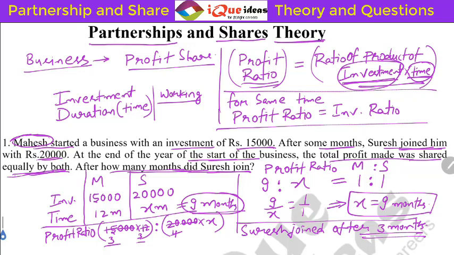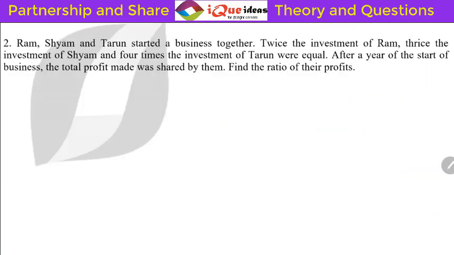Let's take up the next question now. The second question says Ram, Shyam and Tarun started a business together. Twice the investment of Ram, thrice the investment of Shyam and 4 times the investment of Tarun were equal. So let's write it like this.